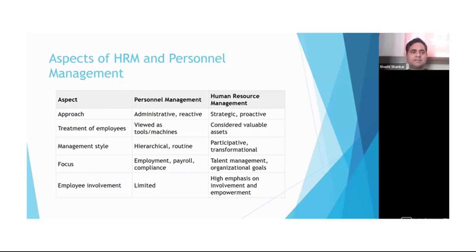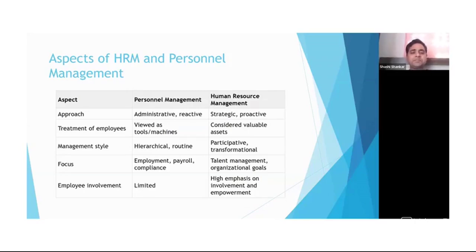Now, moving to the next, that is the aspects of HRM and personnel management. The first aspect is the approach. In personnel management, it's an administrative approach, mostly reactive in nature. Human resource management is strategic and proactive in nature. In personnel management, employees are treated as tools or machines. However, in human resource management, employees are considered valuable assets.